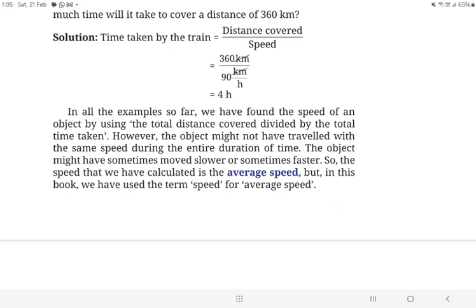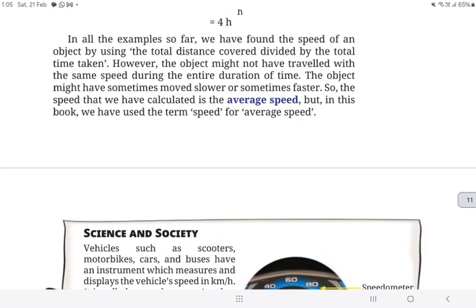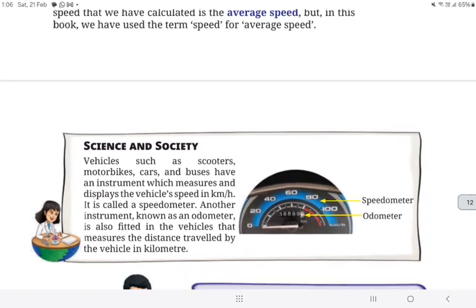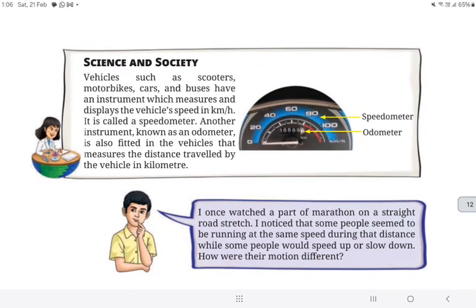Now, coming to the average speed. The object might not have traveled with the same speed during the entire duration of time. The object might have sometimes moved slower or sometimes faster, even when we are driving a car on the road. The same thing happens. The speed that we have calculated is called the average speed, and this is measured with the help of the speedometer.